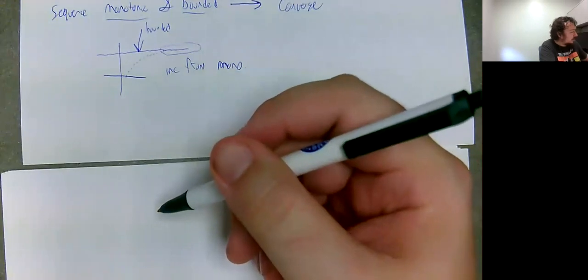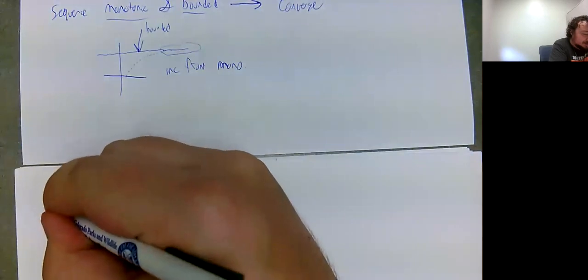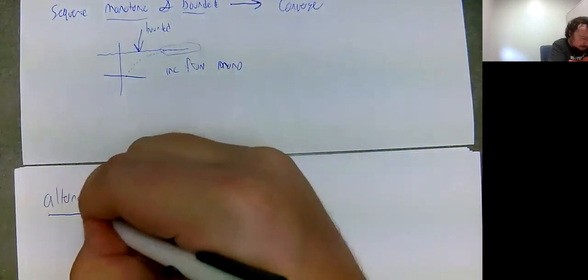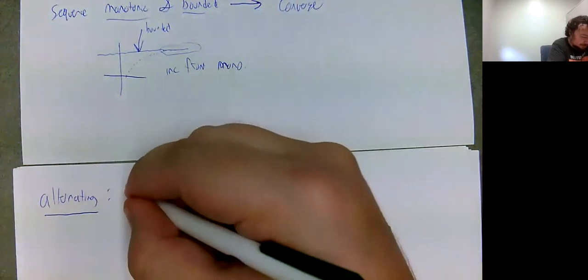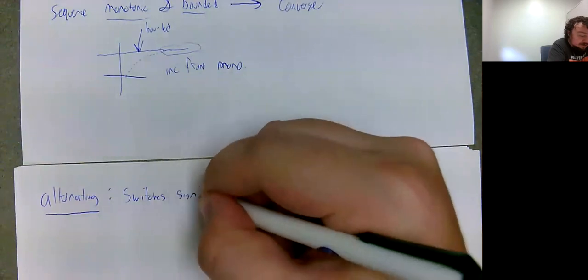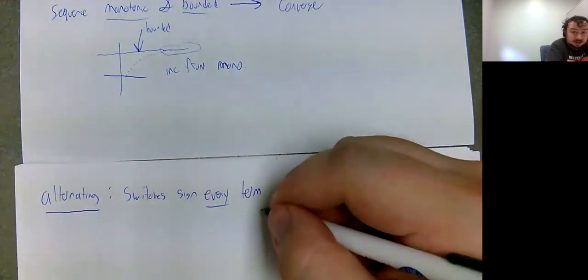All right, let's see. What other terms are going to be important? So we have 3 more that we'll end up seeing some use. So I mentioned this term before. An alternating sequence switches sign every term in the sequence.